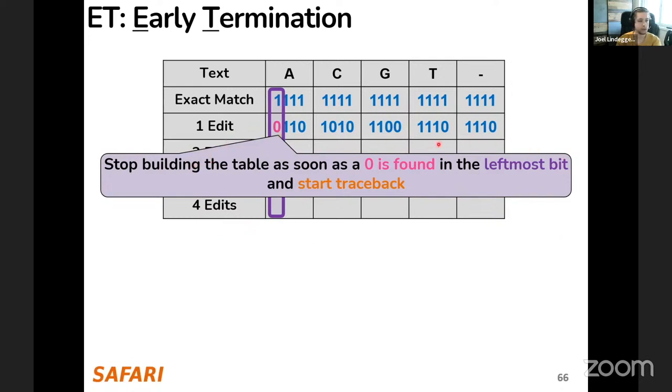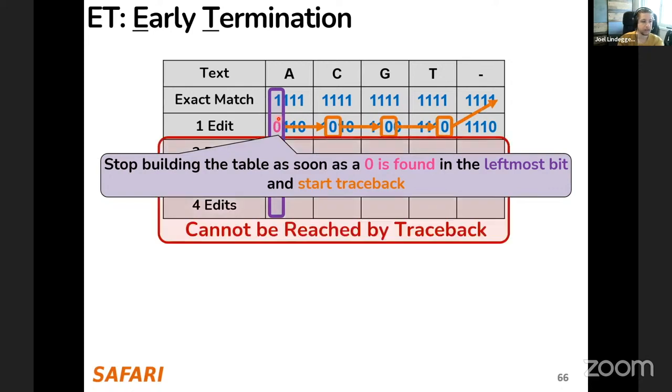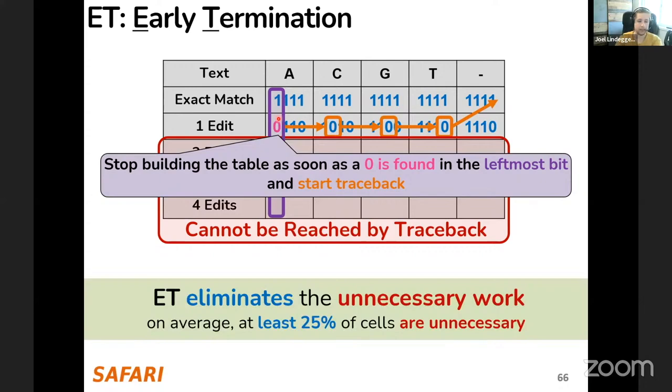So if we stop building the table as soon as we find that 0 that indicates the edit distance, and then start traceback from there, then the area that cannot be reached by traceback is also not computed, and this eliminates the unnecessary work. We calculate that this is at least 25% on average of the entire dynamic programming table. And when you have very similar sequence pairs, then this is even much more. So it's 25% when you have completely random sequence pairs.